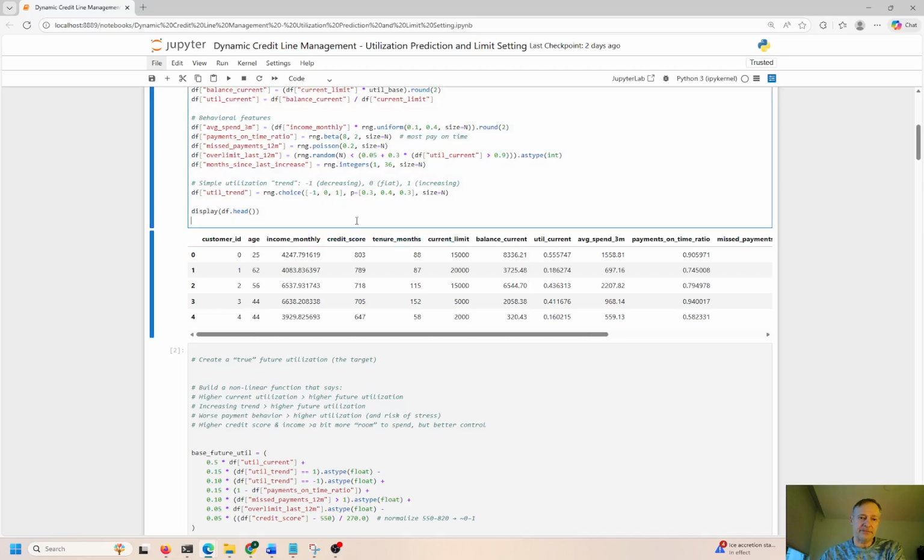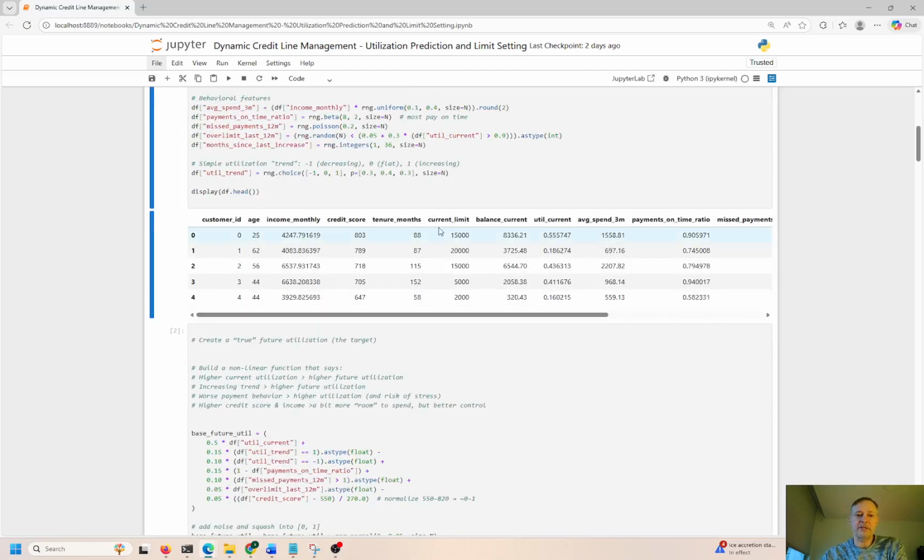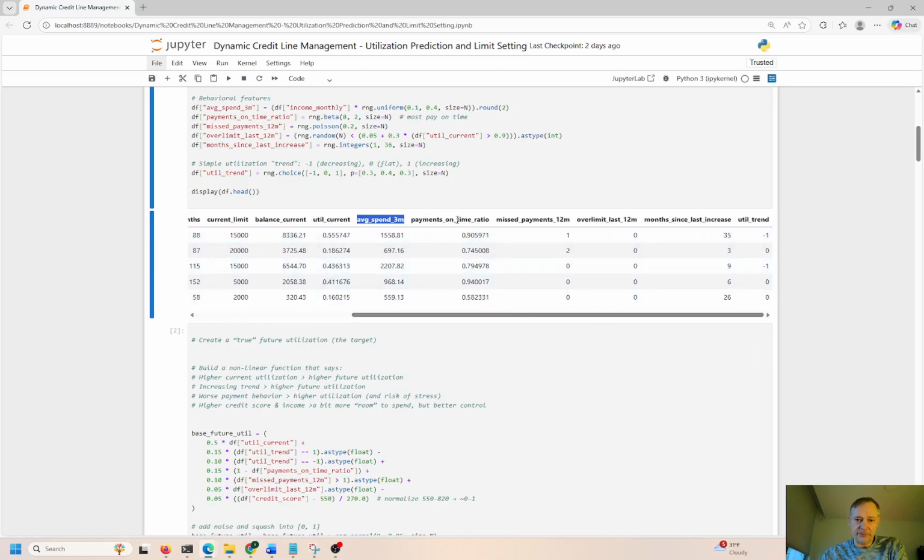We see this in the data frame right here. Control Enter to refresh the cell, and we see the tenure in months, the current limit, the balance, average spending in 3 months. Is the person paying on time? Yes or no? Is it mostly on time? 90% of the time paying on time? I would probably fall into that bucket.